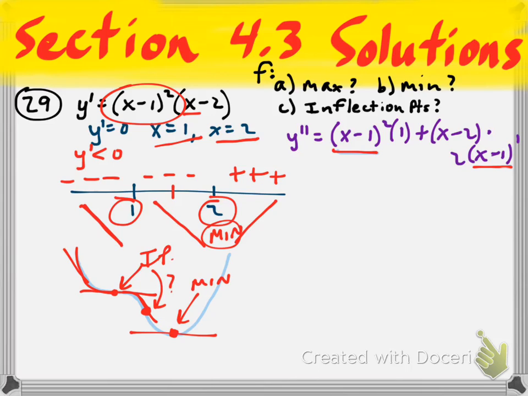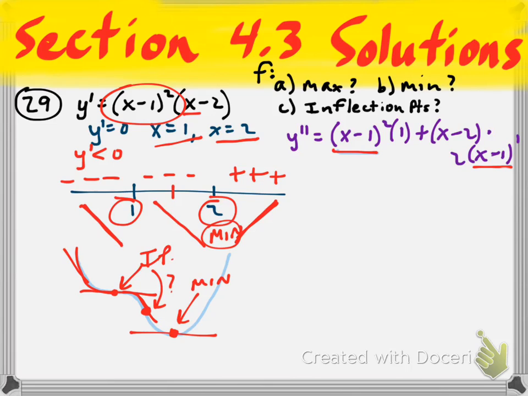And then to the right of 2, for all x values greater than 2, we see that y prime is going to be positive. So therefore y is increasing. So we have decreasing, decreasing, and then increasing. So therefore, at that critical point of 1, I like this example because it shows you that at that critical point of 1, we don't have a max nor do we have a min.